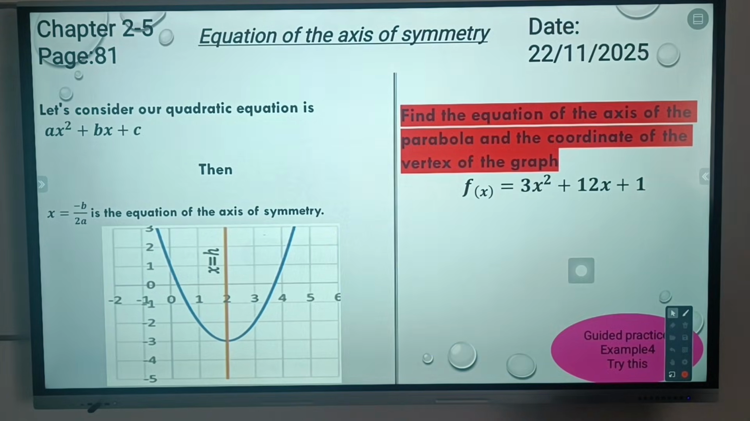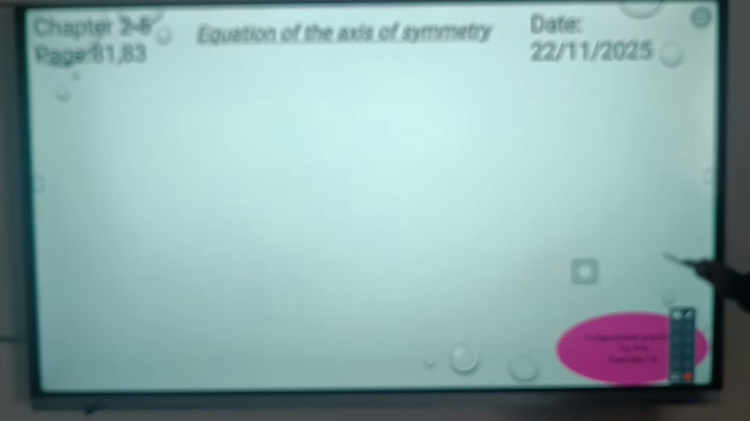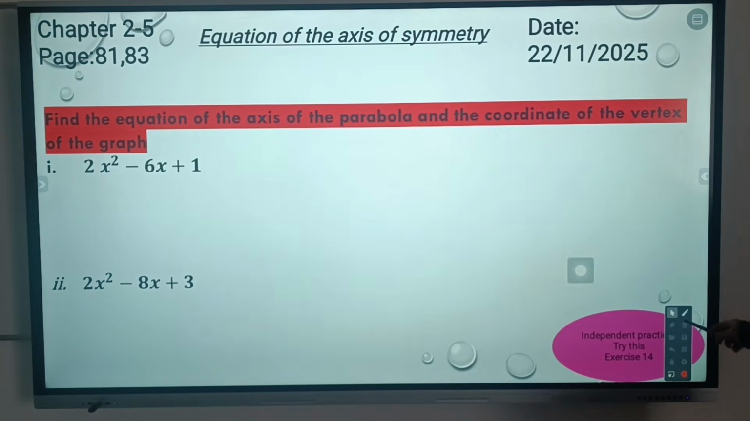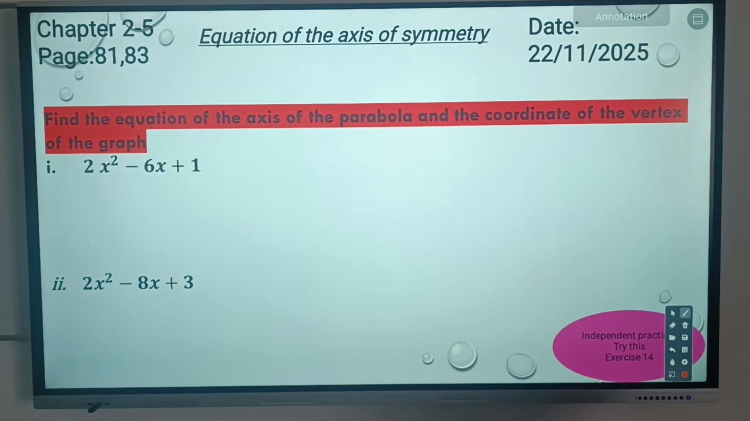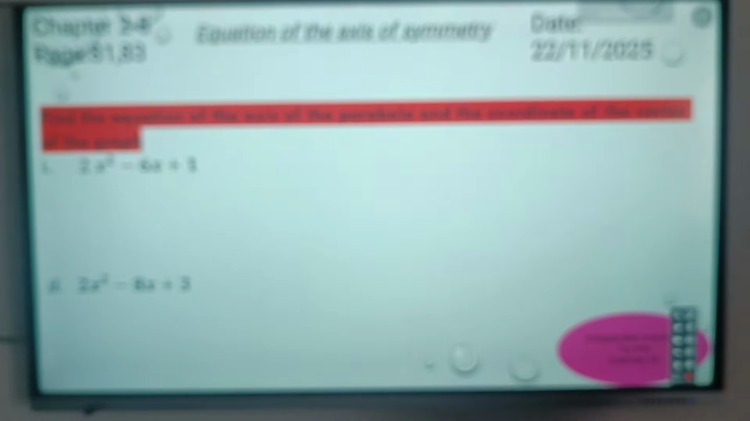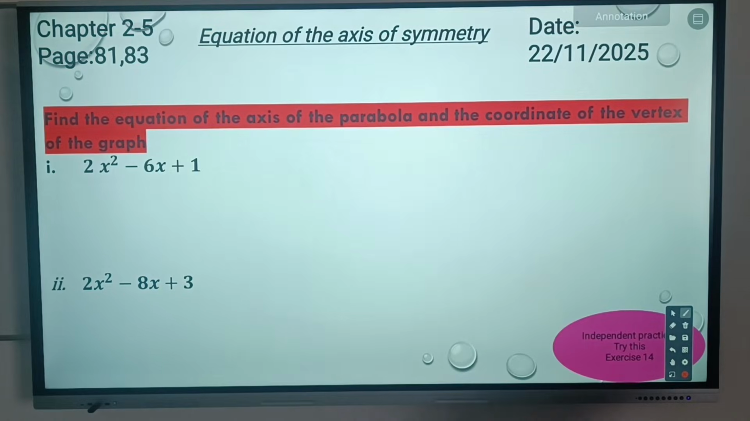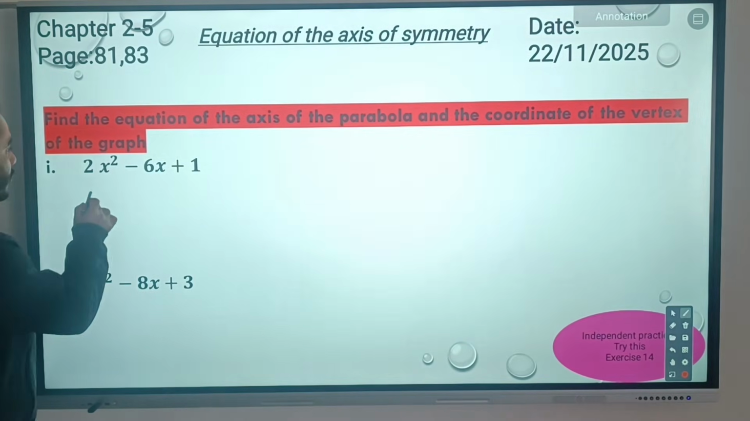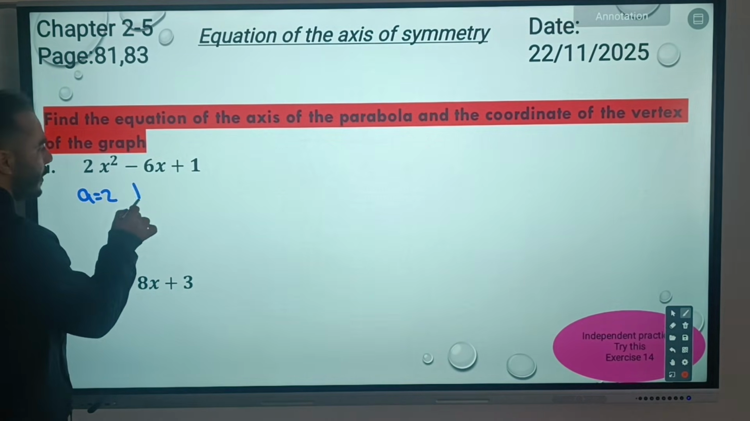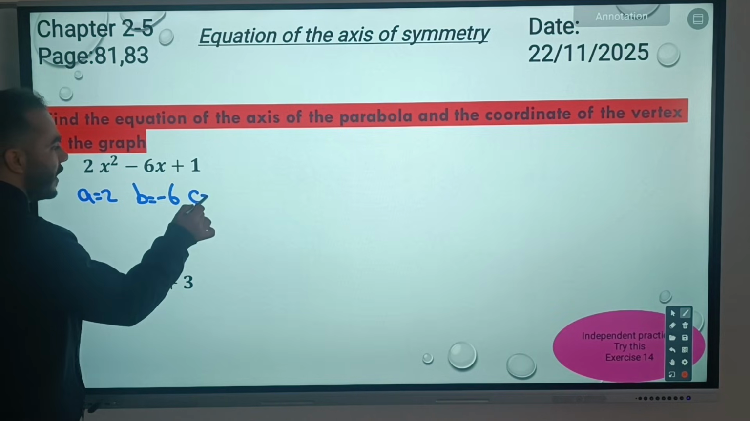Perfect. The next question, let's see whether we have it or not. Yes, we have 2 questions. Okay, find the equation of the axis of symmetry of the parabola and the coordinate of the vertex of the graph. So let's solve both of them, in case you have time. So a here is 2, b here is negative 6, c here is 1.